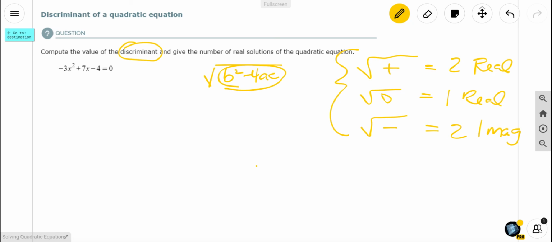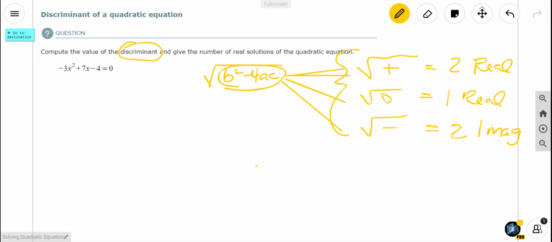If the discriminant is positive, then we know we get 2 real roots. If the discriminant is 0, we get 1 real root. And if the discriminant is negative, we get 2 imaginary roots, because you can't get real numbers when you have a negative inside the square root.